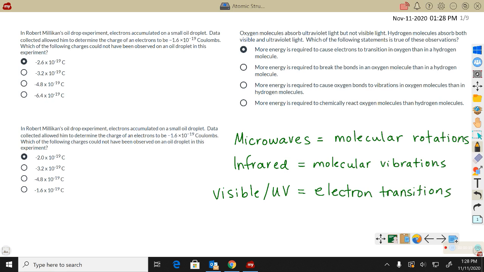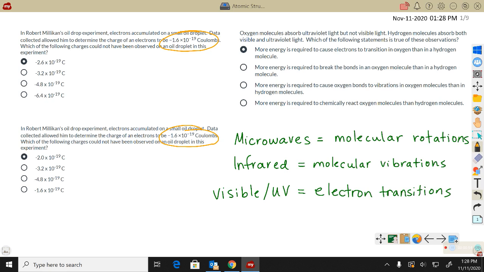And so we know the charge on one electron. It's even given to you in the question, and it's given to you in the AP packet. And so the accumulation of charge on the outside of an oil droplet has to come in whole number quantities of that. So it could not be negative 2.6 times 10 to the negative 19th, or negative 2 times 10 to the negative 19th. It has to be some whole number quantity of negative 1.6 times 10 to the negative 19th.